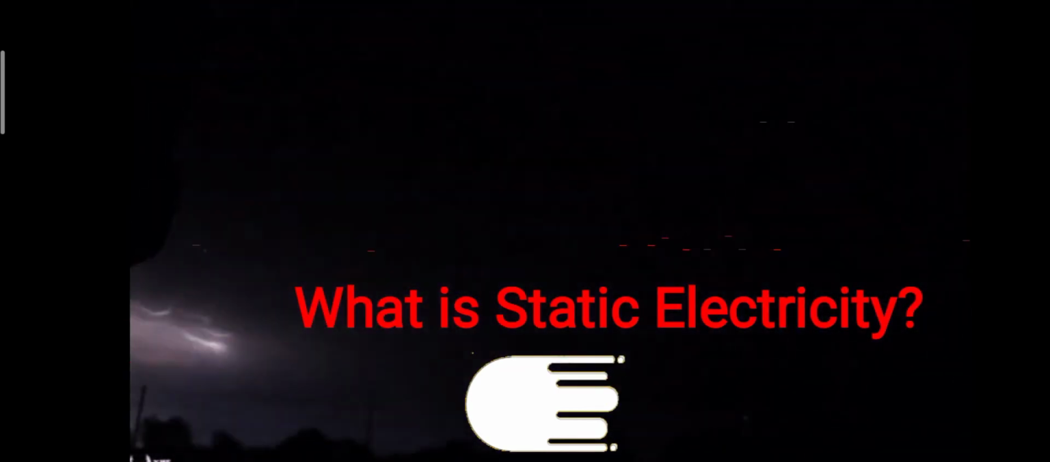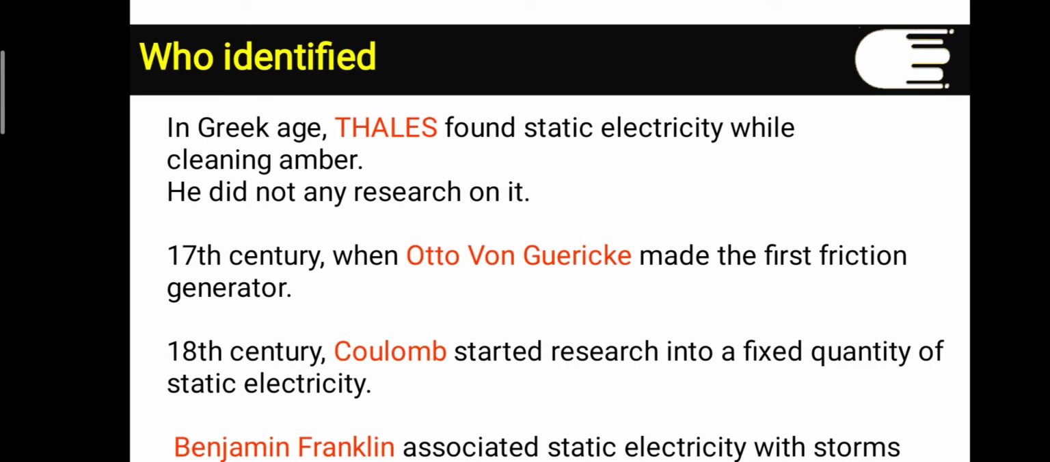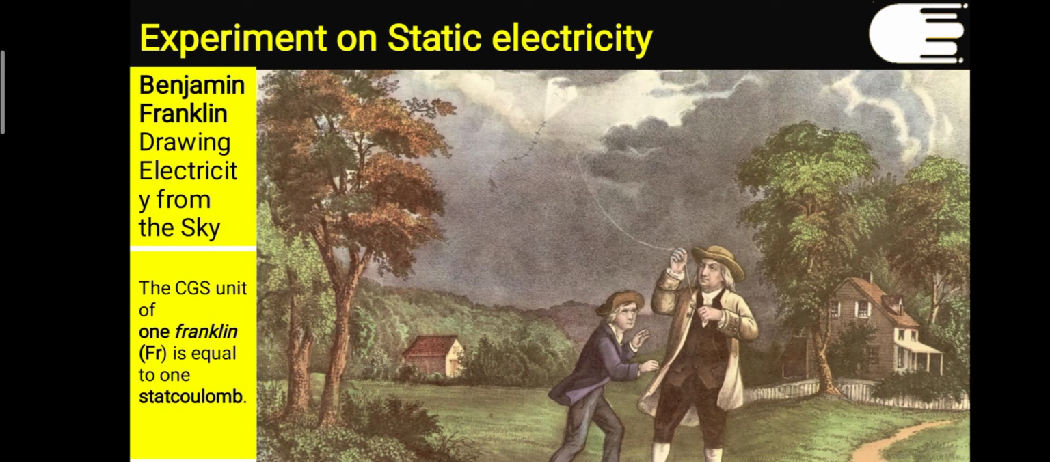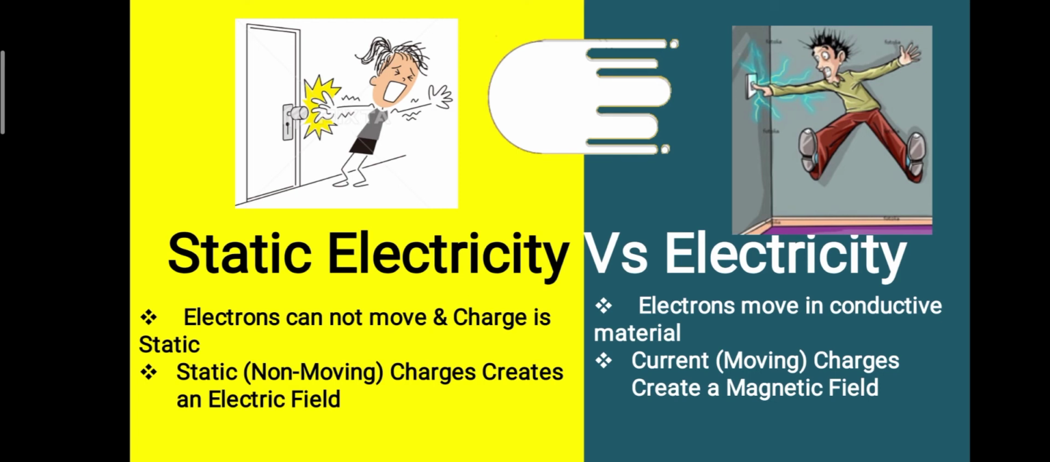In the 17th century, Otto von Guericke made the first friction generator, and in the 18th century, Coulomb started research into a fixed quantity of static electricity. Later on, Benjamin Franklin associated static electricity with storms, and he experimented by flying a kite with a copper wire during rainy weather, and the copper wire tied to a tree caught fire. Now we will go to our subject.